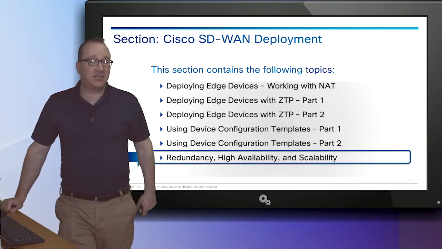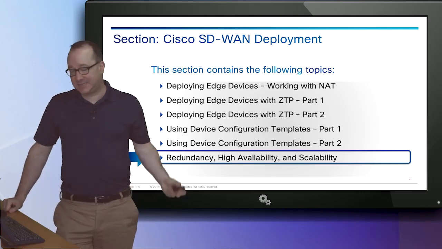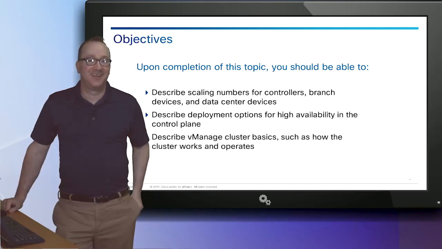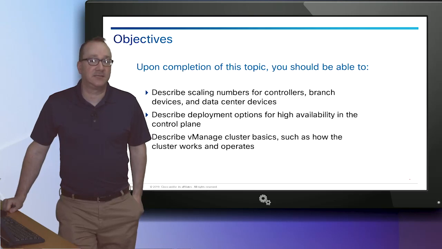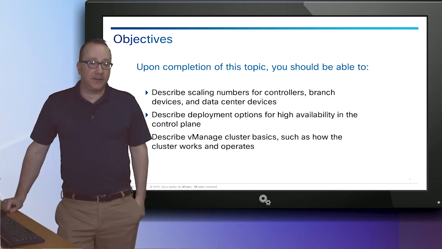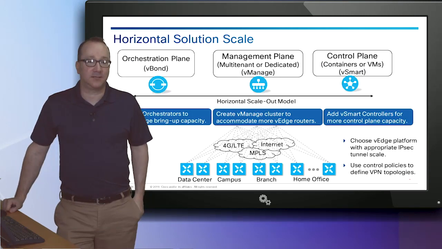So this is the last section of this section. The next section after this, well, we'll talk about it later. After this, we basically should describe the scaling numbers for controllers, branch devices, and data center devices, and describe the deployment options for high availability in the control plane. And we're going to also talk about the vManage cluster basics, such as how the cluster works and operates.